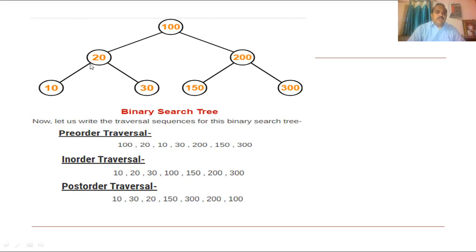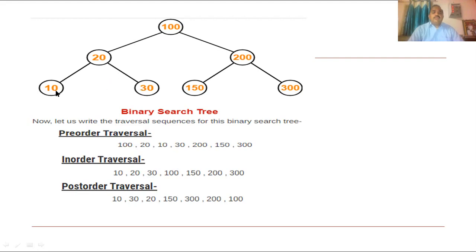So here root 100. Next is 10, 20, 10, 30. Next is 200, 150, 300. This is the pre-order traversal. Next is in-order traversal, which gives ascending order. All the elements are displayed in ascending order in a binary search tree only. So in the in-order traversal, 10, 30, 10, 20, 30.